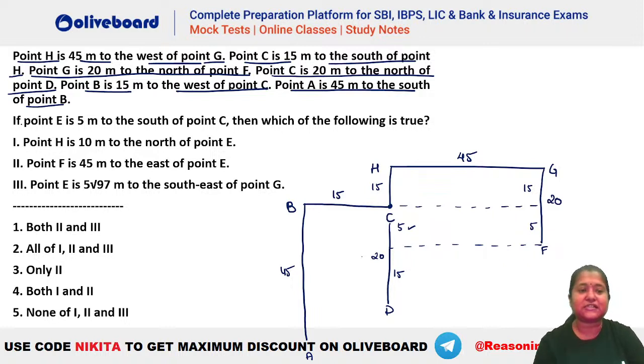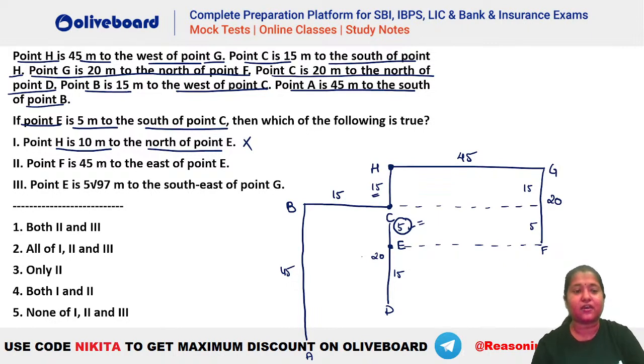Now the question is, if point E is 5 meters to the south of C, you can see ये point C था, मतलब ये आपका क्या हो जाएगा, this has to be your E here because this is your 5 meters. So point E is 5 meters to the south of C, then which of the following is true? पहला क्या बोल रहा है, H is 10 meters to the north of E. You can see this is your H here. H 10 meters तो नहीं है, this has to be 15 plus 5, that is 20. तो ये तो गलत हो गया, H should be 20 meters north of E, right?